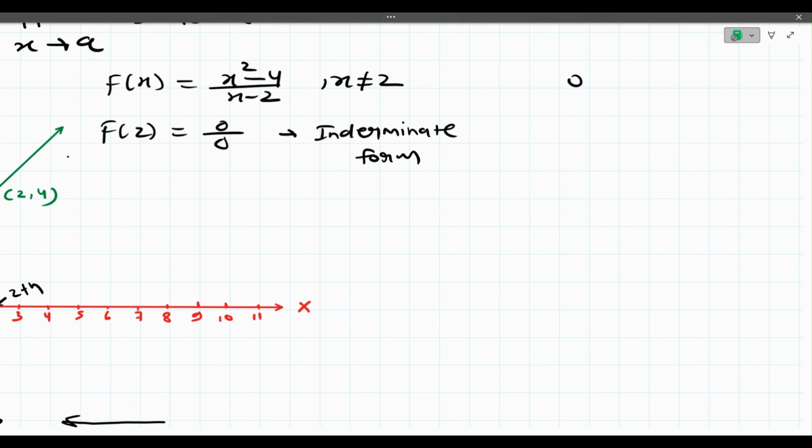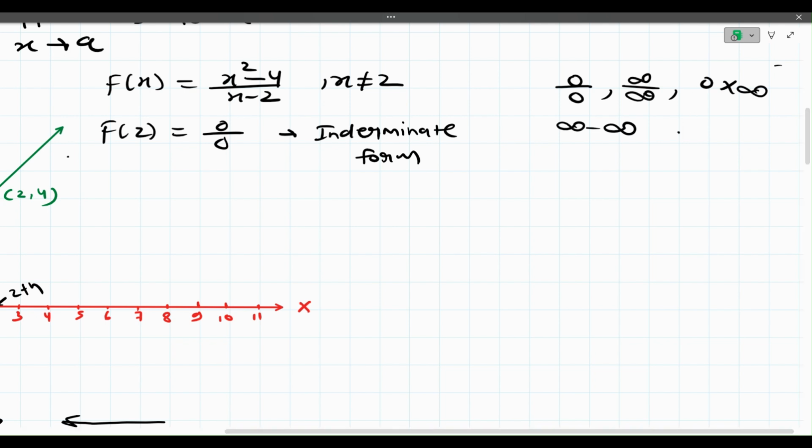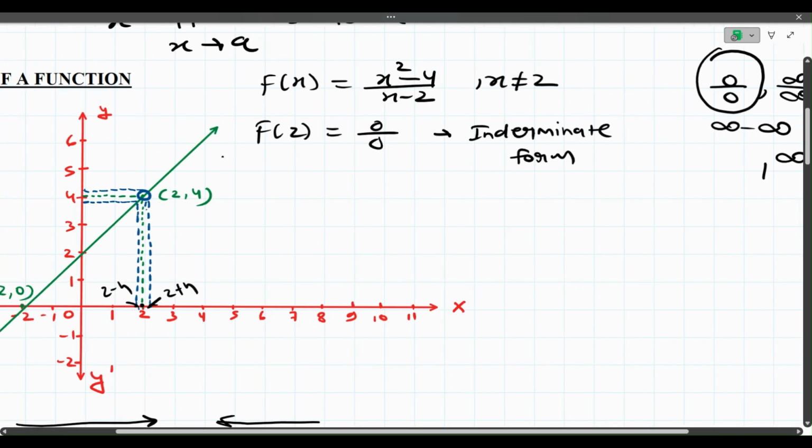There are 7 indeterminate forms. Those are 0 by 0, infinity by infinity, 0 times infinity, infinity minus infinity, 0 to the power 0, infinity to the power 0, and 1 to the power infinity. All these are indeterminate forms, but 0 by 0 is the fundamental indeterminate form because all the others can be reduced to the form of 0 by 0.